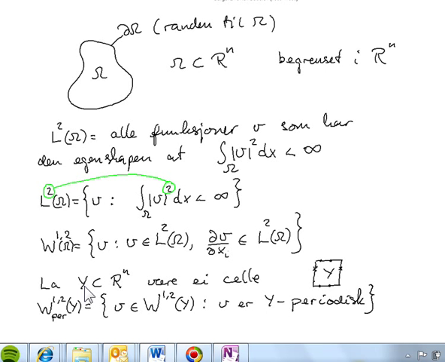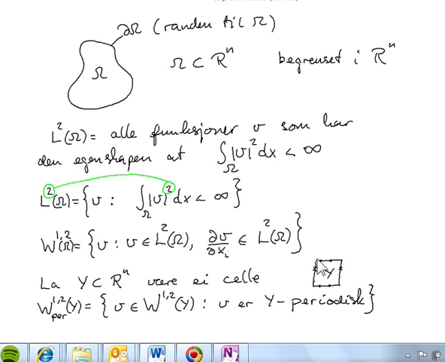Let capital Y be a subset of Rn, which is a cell in Rn. That means in R2, for example, that it's the interior of some rectangle. Then the space, which is also a Sobolev space, W per 1,2 of capital Y, is equal to the space of functions v belonging to the Sobolev space W 1,2 of Y, with the property that v is Y periodic.